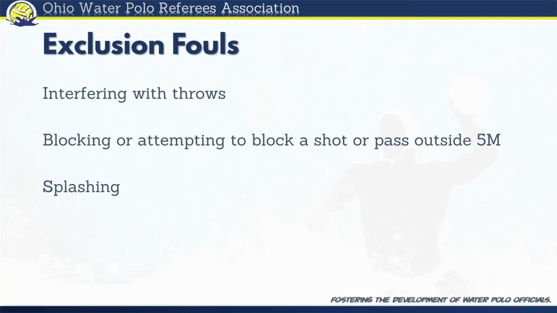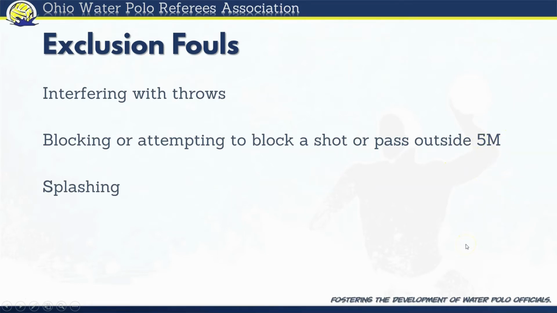Exclusion fouls. If you're interfering with a free throw that a player gets to take, which I talked about in another video, that would be an exclusion foul. If you're blocking a shot or a pass outside 5 meters, where the player has the ability to shoot the ball directly, that would be interfering, so that would be an exclusion. Actually, that's 6 meters now. I need to update that.